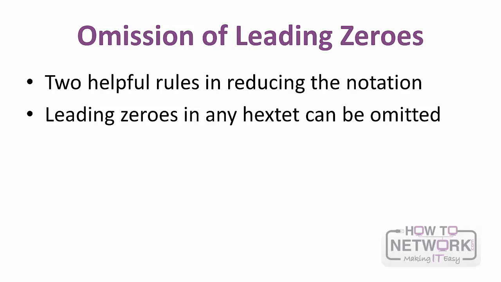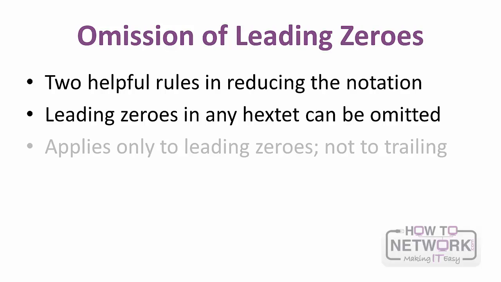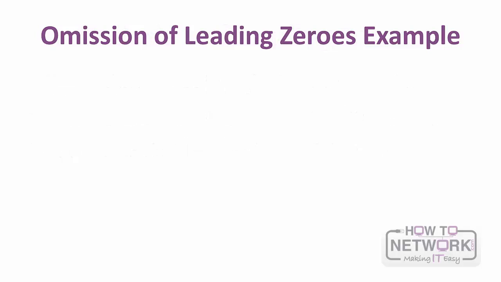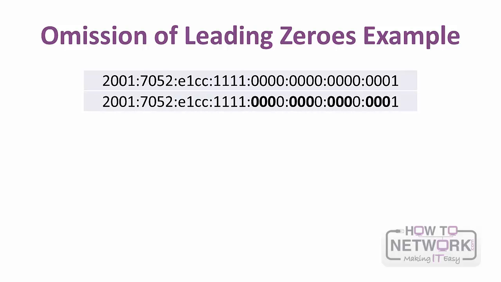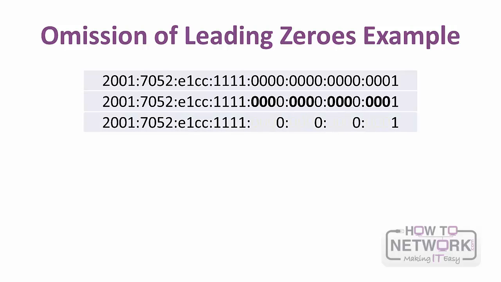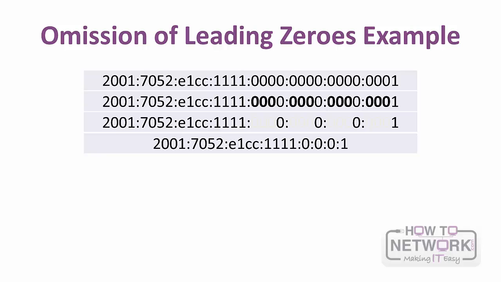The first, that is, leading zeros in any hextet can be omitted. This applies only to leading zeros and not to trailing zeros. Otherwise, the address would be ambiguous. Using one IPv6 address from a list of preferred IPv6 addresses, the following example shows how the leading zeros can be omitted. Zeros to be omitted are in bold. Spaces remain to better visualize where the zeros were removed. And this is the final example with omitted zeros.